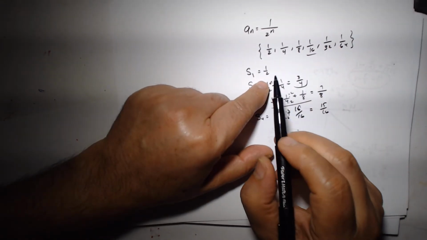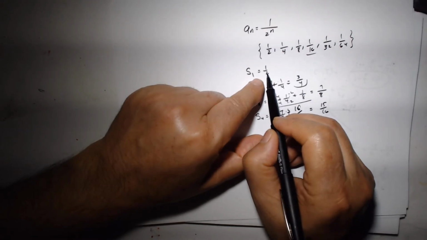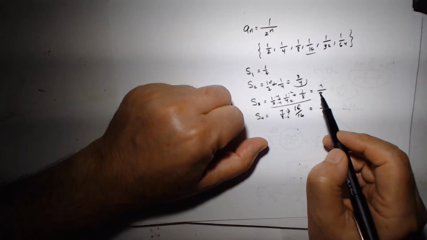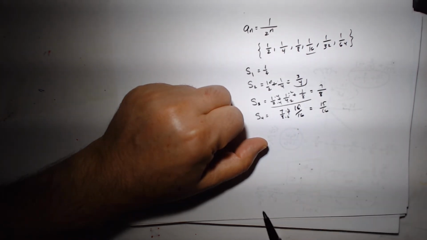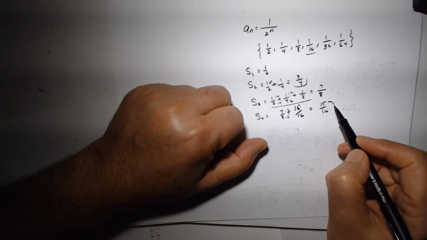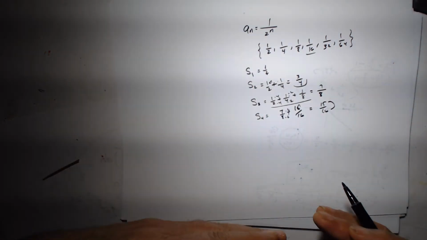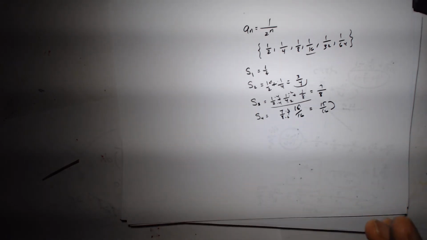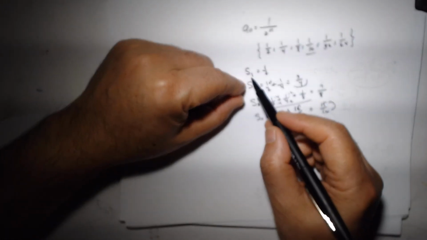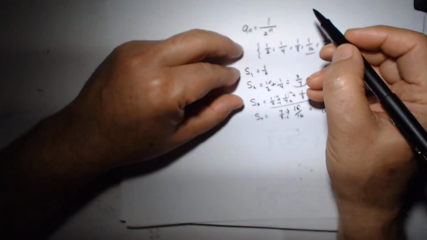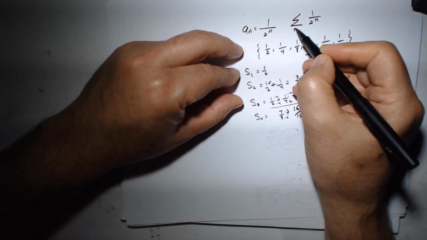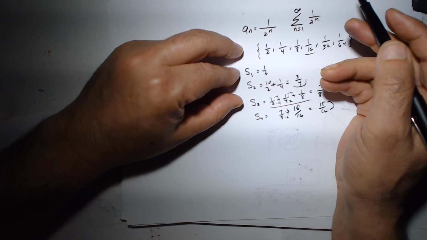I want you to watch: 2, 2 minus 1. 4, 4 minus 1. 8, 8 minus 1. You see that the numerator and denominator, as I'm going forward, get a little bit closer. Then, how do you know about the series? If I write this as a series, the series of 1 over 2 to the power of n, as n starts from 1 and goes all the way to infinity.